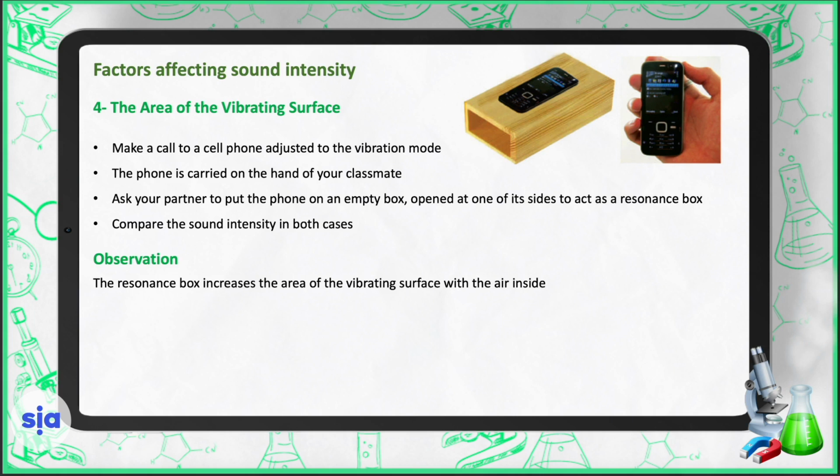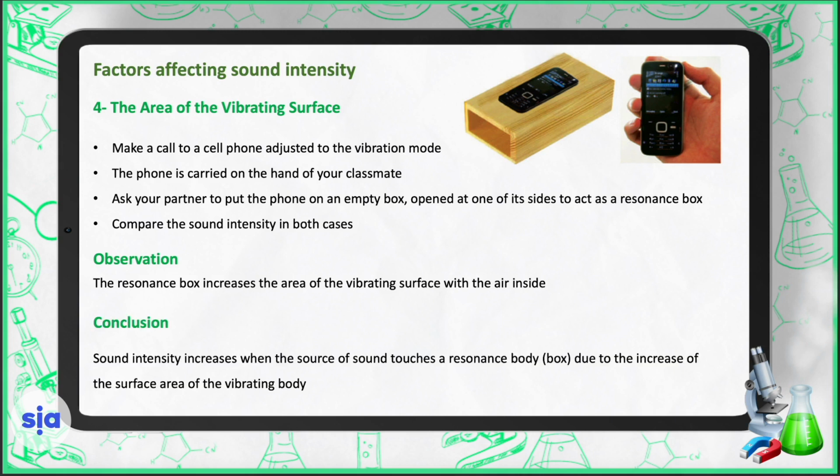Of course, you will find that the resonance box increases the area of the vibrating surface with the air inside. Therefore, sound intensity increases when the source of sound touches a resonance body, like the box, due to the increase of the surface area of the vibrating body. This means that you can hear the tone of the vibration when the cell phone is put in this box rather than holding it in the hand.